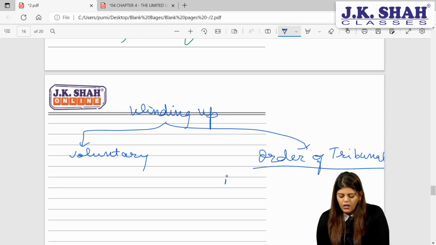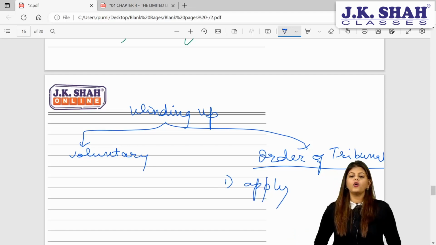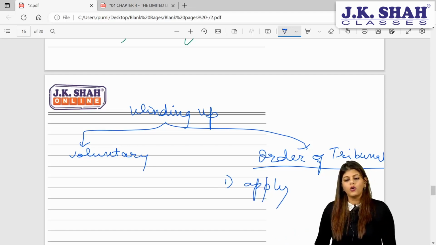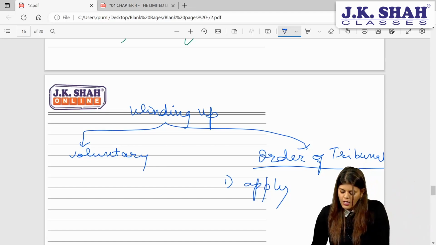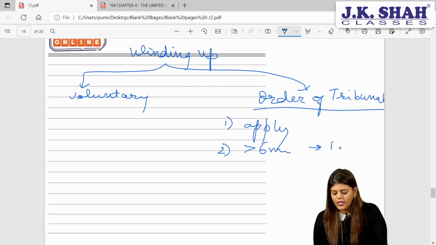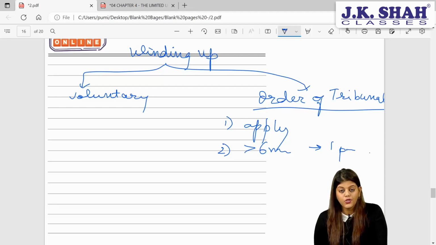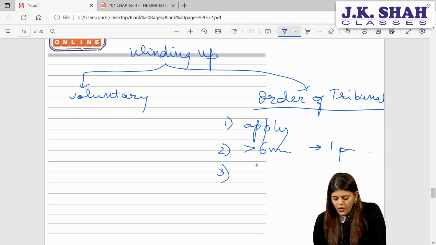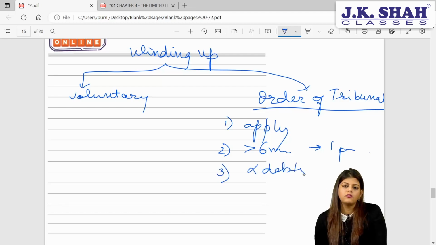When will it tell you? When you make an application to the court and say, sir, I want to dissolve, but these other partners are not listening. Can you please give an order for dissolution? Second one, more than 6 months have passed and you are still continuing with one single partner, so they will tell you to dissolve. Third one, you are unable to pay your debts, so please don't continue, dissolve.